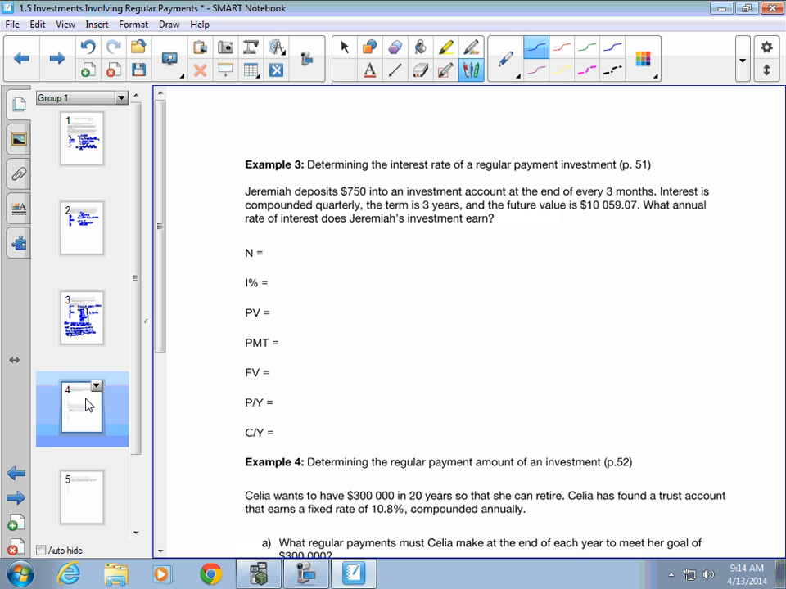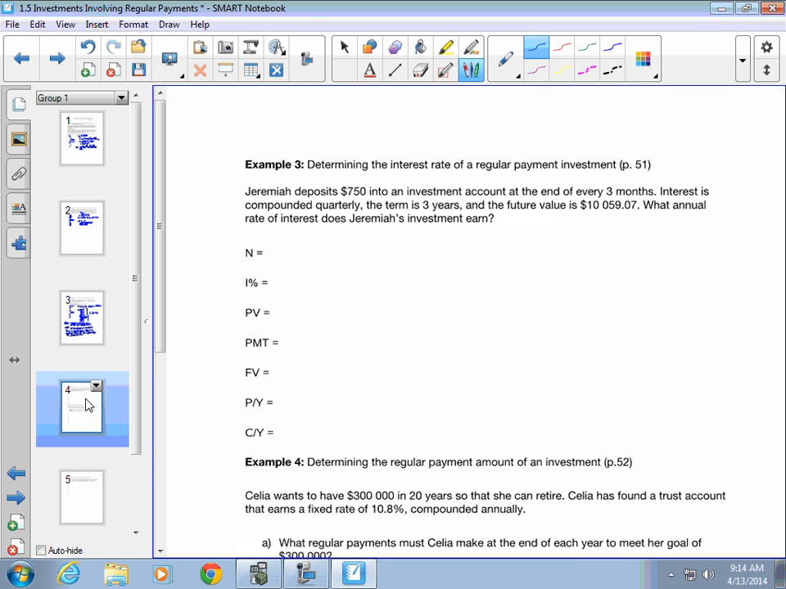So Jeremiah deposits $750 into an investment account at the end of every 3 months. Interest is compounded quarterly. The term is 3 years, and the future value is $10,059.97. What annual rate of interest does Jeremiah's interest earn?